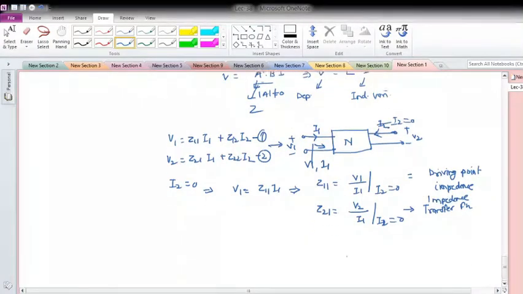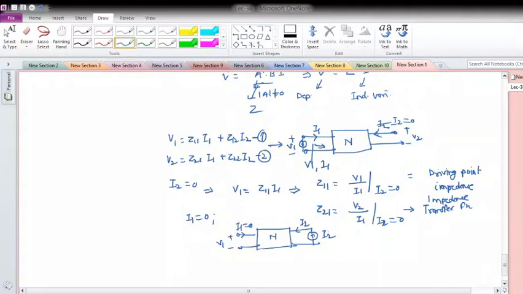Now what next will I do? I will now make I1 equal to 0, meaning the input terminal is open circuited. Here I had applied I1. In the next network, I make I1 0, but still I know V1, and then I'll apply the source as I2 here, and the voltage across this will be V2.